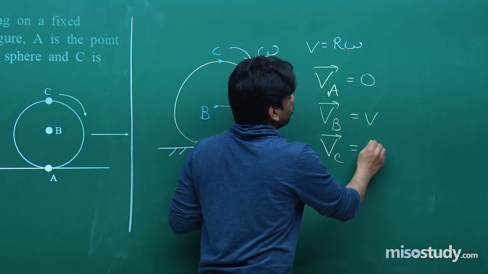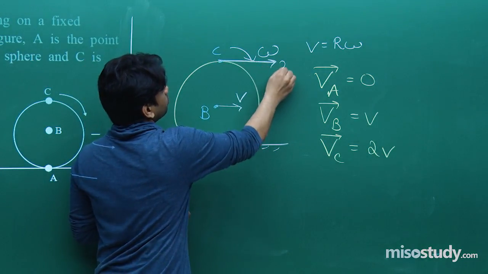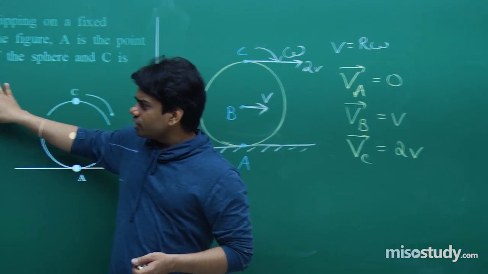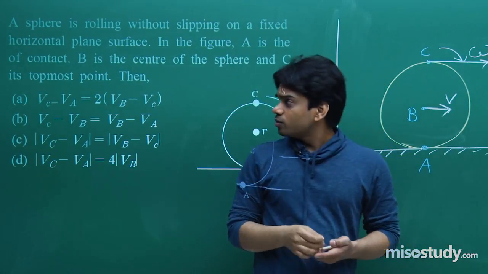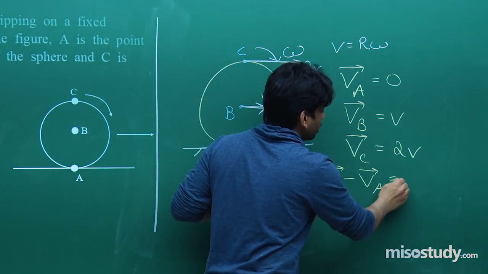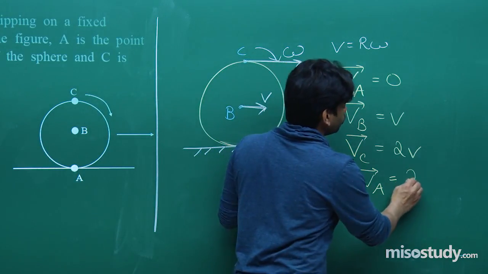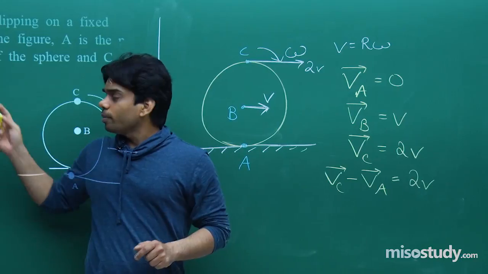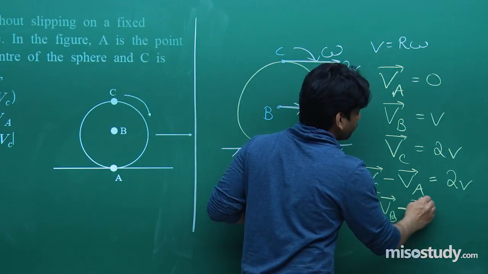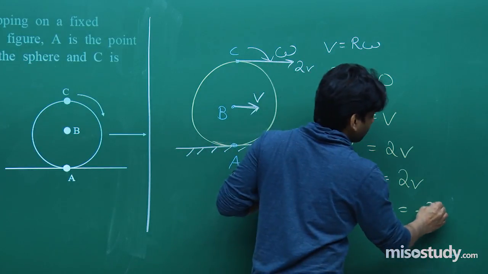Vc will be equal to twice of v, again towards the right hand side, that clearly we can make out. This will be twice of v, this will be only v. First option, let's check, Vc minus Va equals twice of Vb minus Vc. Vc minus Va will get you 2v, and let's check twice of Vb minus Vc. Vb minus Vc will give you minus v, into 2, you will get minus twice of v.